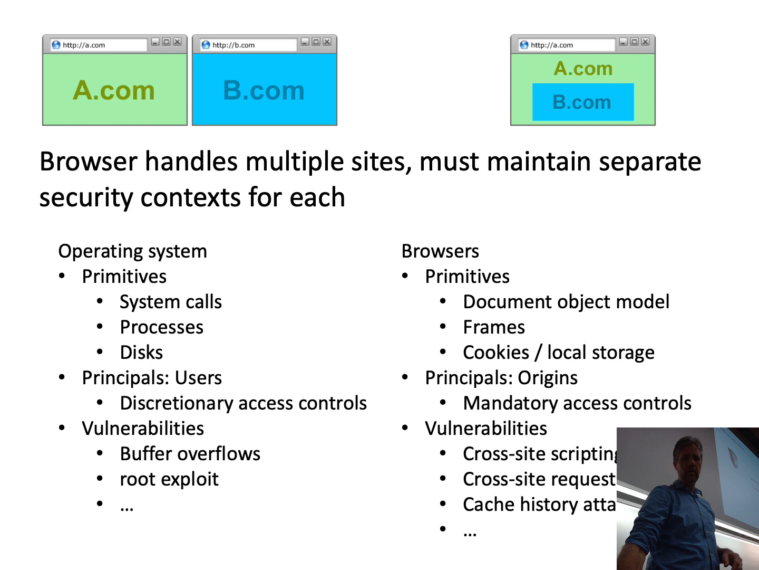A question that comes up is, what do we consider a principal? So if a frame is like a process, what is the correspondence with a user? And we'll talk about what's called the same origin policy in a little bit. And then when we look at vulnerabilities, we have a different set of vulnerabilities.